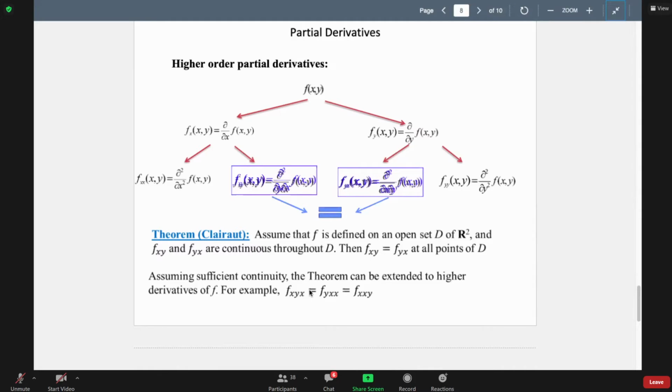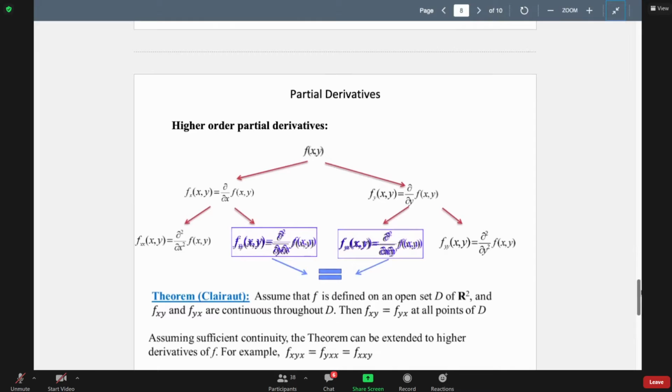And this holds for higher derivatives as well. So for example, f_xyx: you differentiate with respect to x, then with respect to y, and again with respect to x. Well, you can differentiate in any order. That's f_yxx or f_xxy, assuming that the function is smooth enough. So this is an important theorem, Clairaut. You can compute partial derivatives in any order, and this doesn't matter.